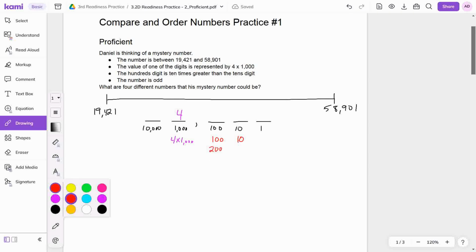If I have a 2 in the hundreds place and a 2 in the tens place, that's the values of 220, and that's going to work. If I have a 3 in the hundreds place and 3 in the tens place, right? 10 times greater than 30 is going to be 300.